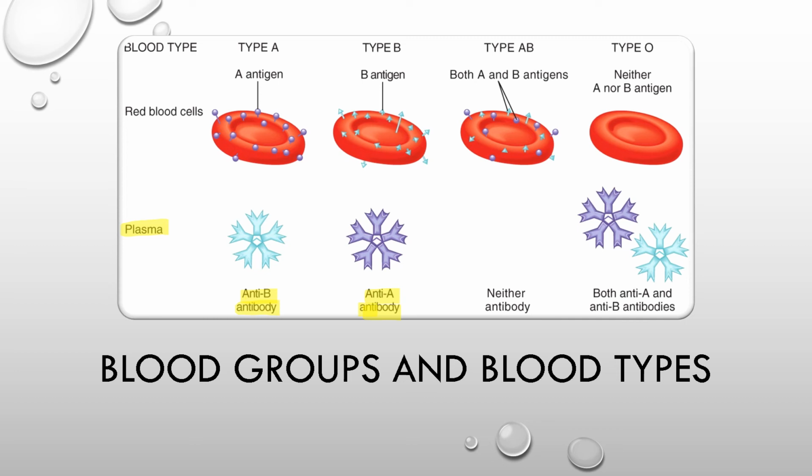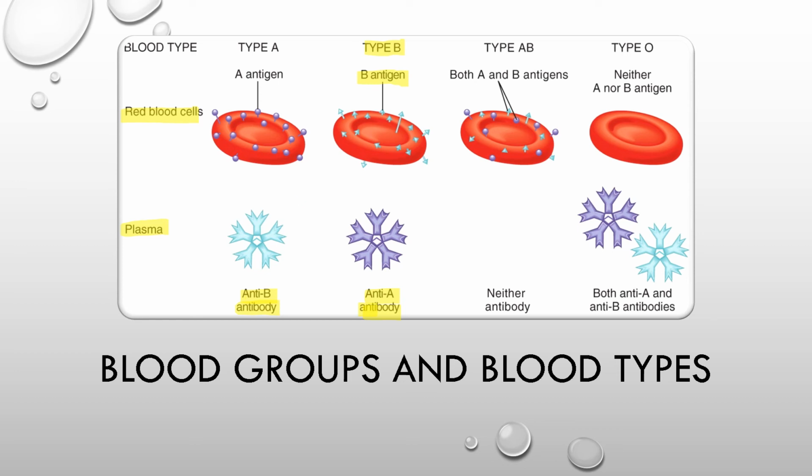So what that means is that if you have type B blood, for example, your red blood cells will have B antigens all over them. Now because of this, you're not going to have any of these anti-B antibodies in your blood, because if you did, these antibodies would attack all your red blood cells and would kill them.